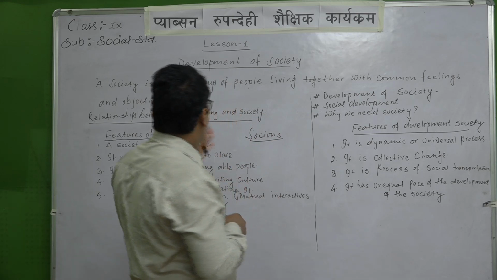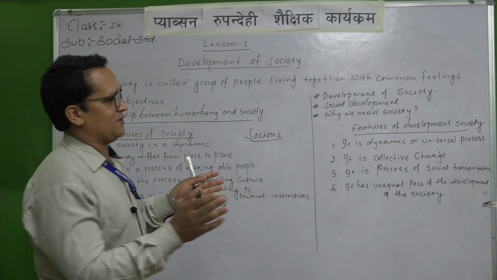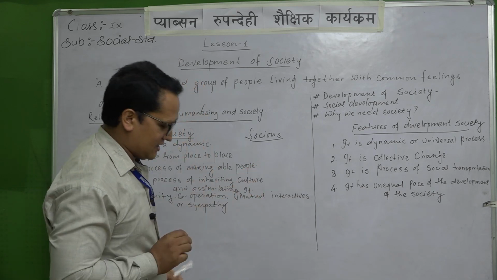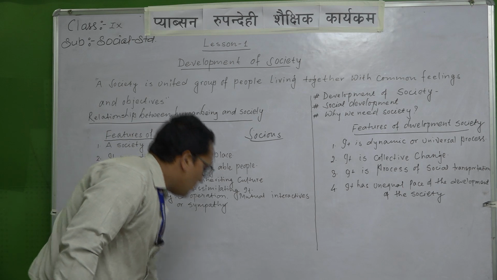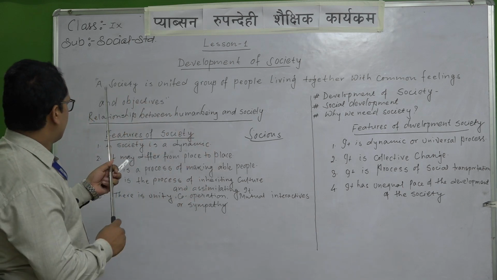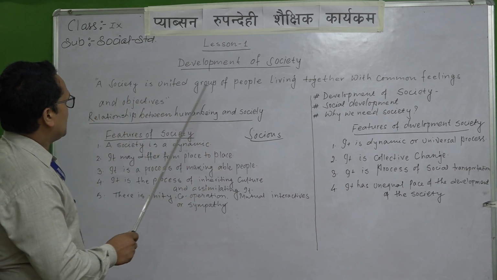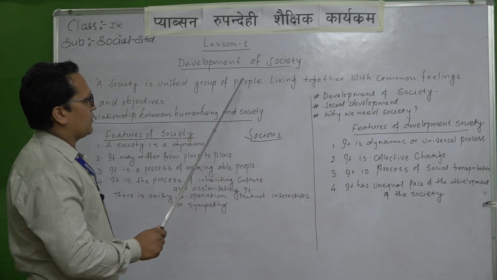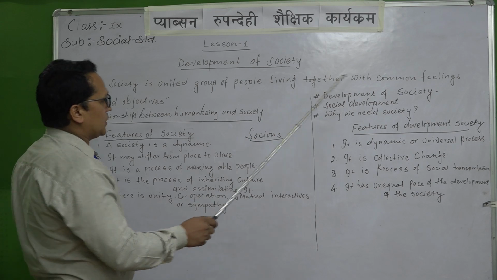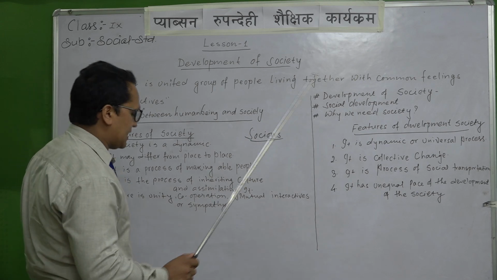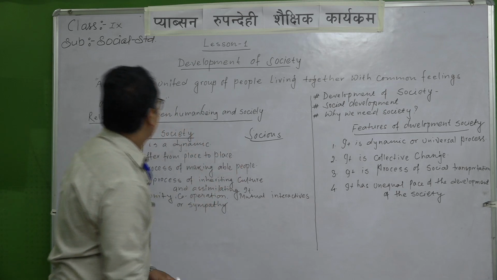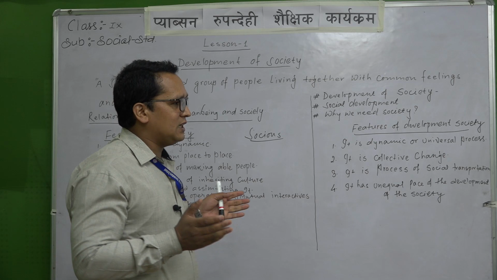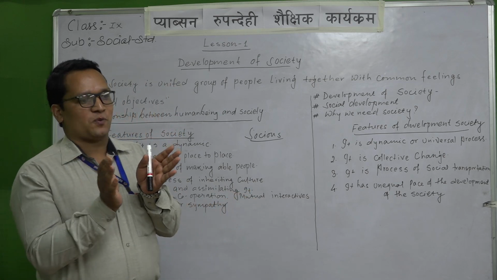Now, before explaining the development of society, here is a simple definition of society that I am writing on the board, you can see here. A society is a united group of people living together with common feelings and objectives. Now students, society is a group of people. What sort of group of people? That is a united group of people.